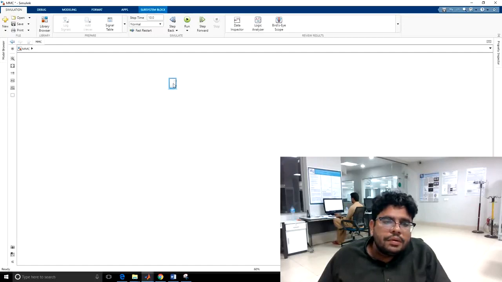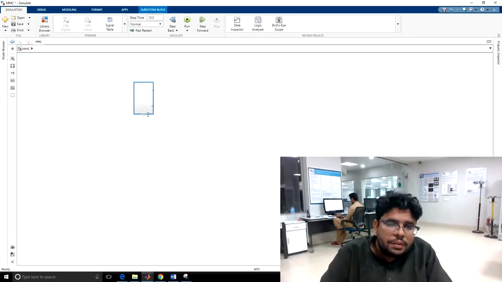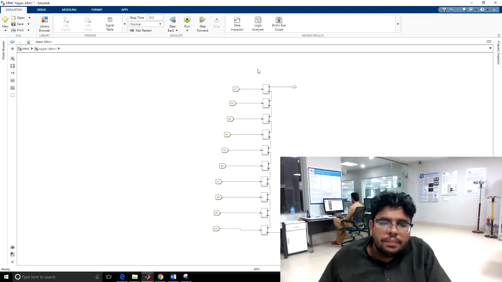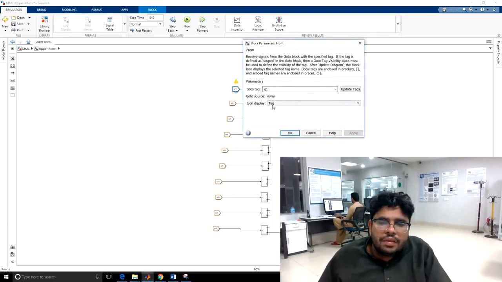Alright. Let's expand it and name it upper arm. We also need a lower arm. So this is our lower arm. Same submodules will be there. The number of submodules in upper and lower arm will be the same, but the gate signals will be different.